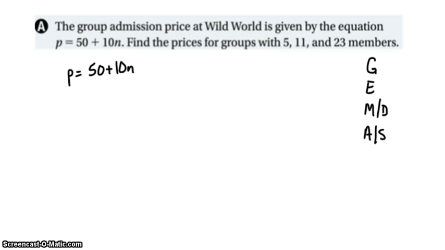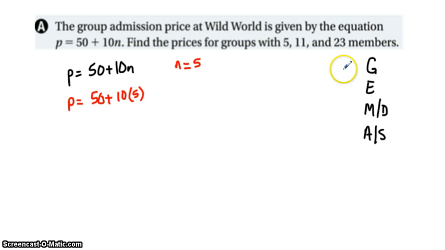All right, the next thing we're going to do is substitute n equals 5. So we are going to substitute 5 for n. We're going to rewrite the entire equation: 50 plus 10 times 5.